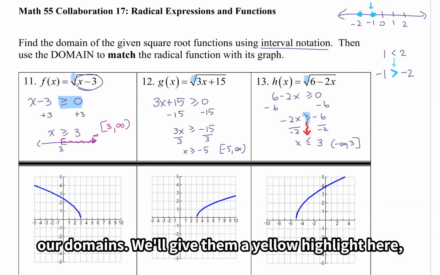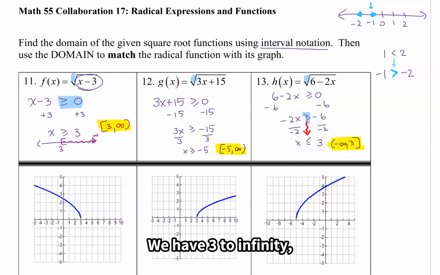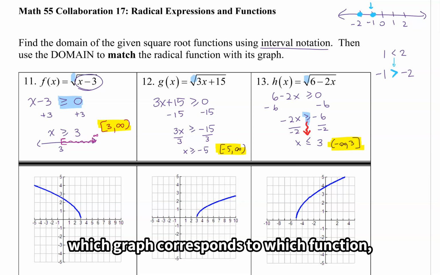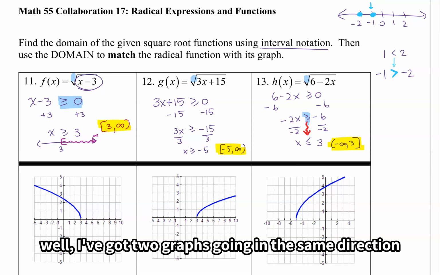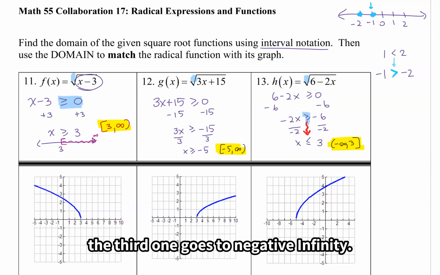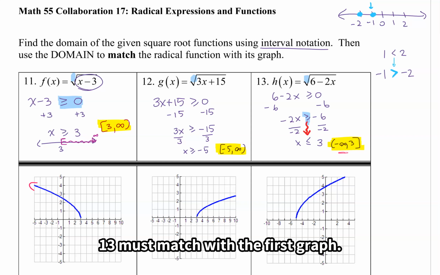So now that we have our domains, we'll give them a yellow highlight here so they're a little bit easier to see. We have 3 to infinity, -5 to infinity, and -infinity to 3. So looking at these graphs and trying to decide which graph corresponds to which function, I've got 2 graphs going in the same direction and 1 going opposite. Noticing the patterns with the 3 domains, the first 2 go to infinity, the third one goes to -infinity. This graph is going to -infinity. h must match with the first graph.